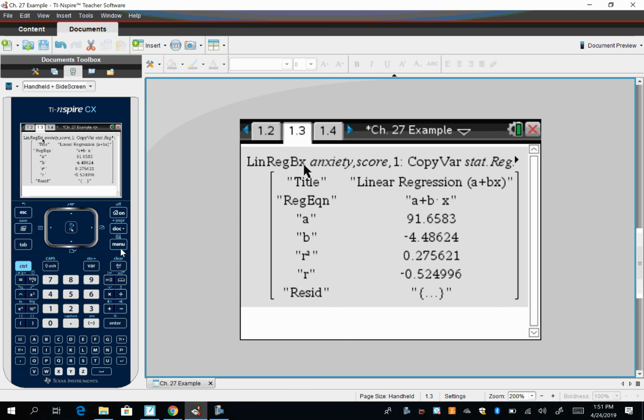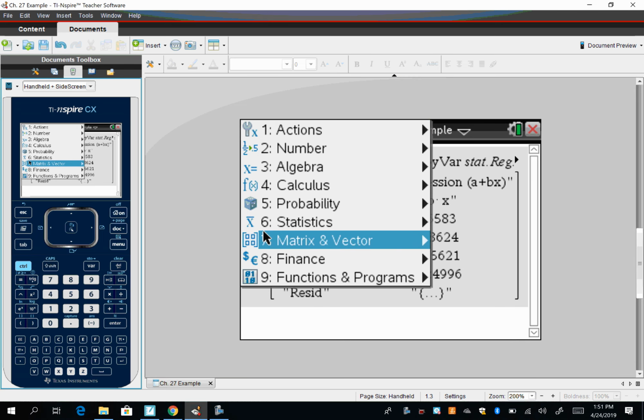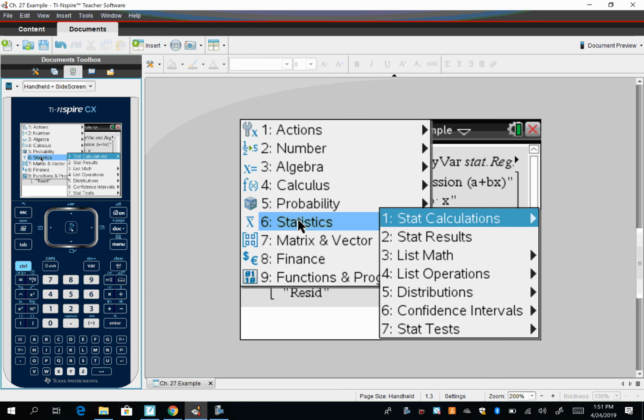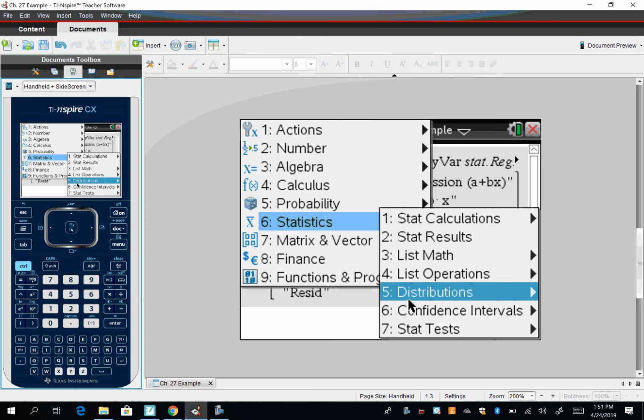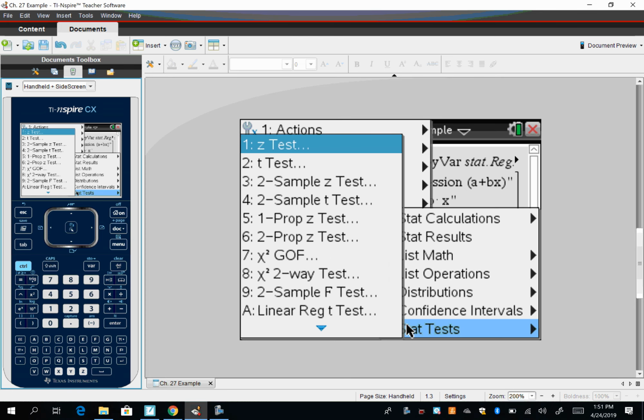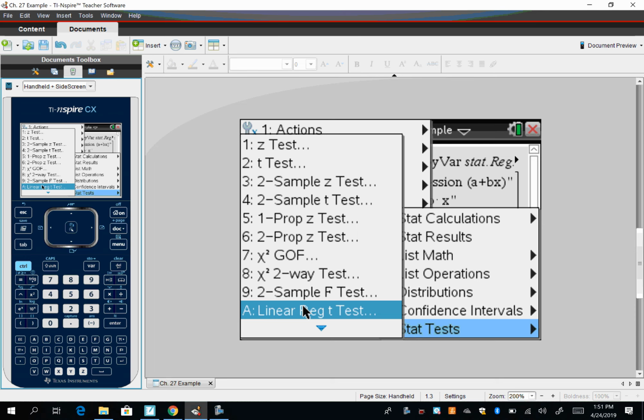Hit menu, statistics, and stat tests. Do you guys see it? I don't know if yours shows up. Mine's at the very bottom: linear regression t-test. Mine's letter A. Is yours letter A as well? Yes. So hit A, linear regression t-test.